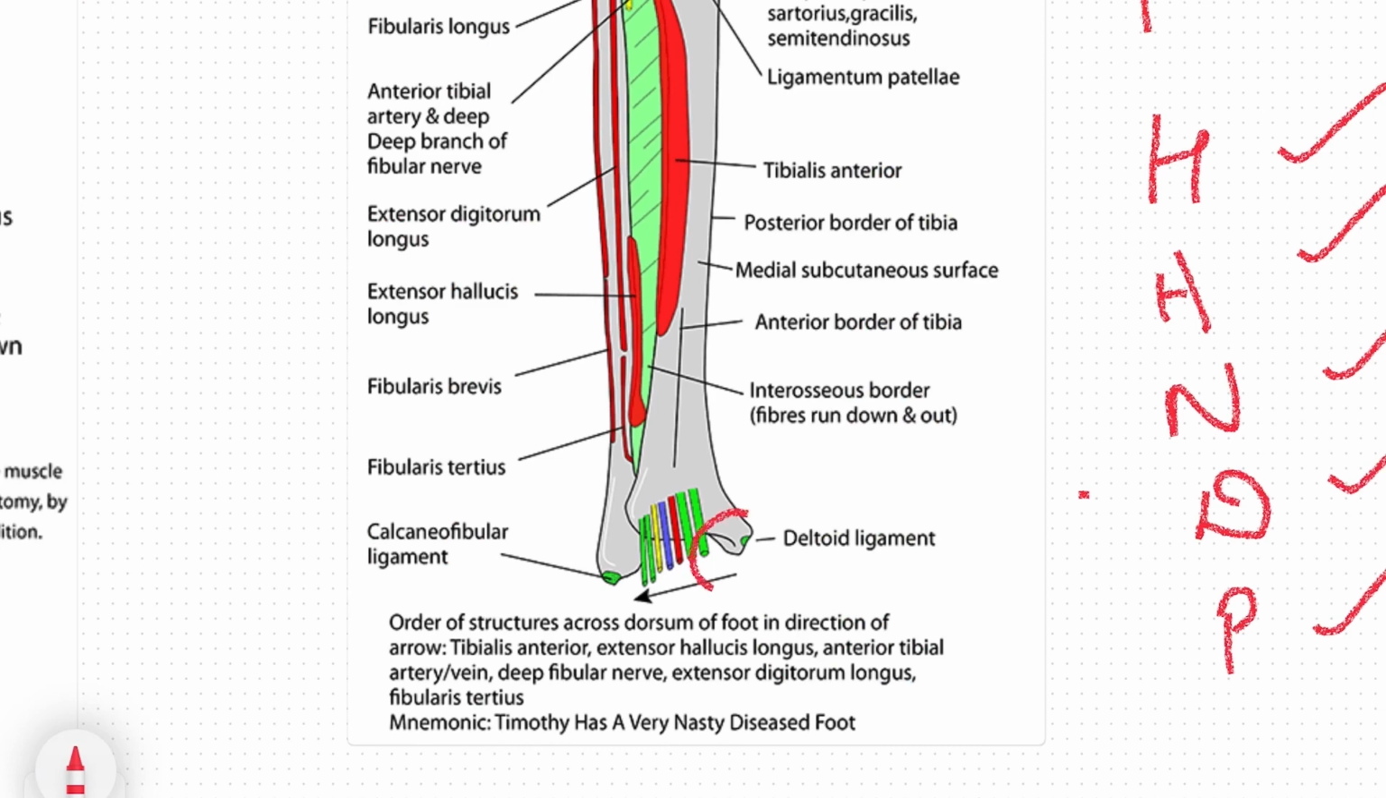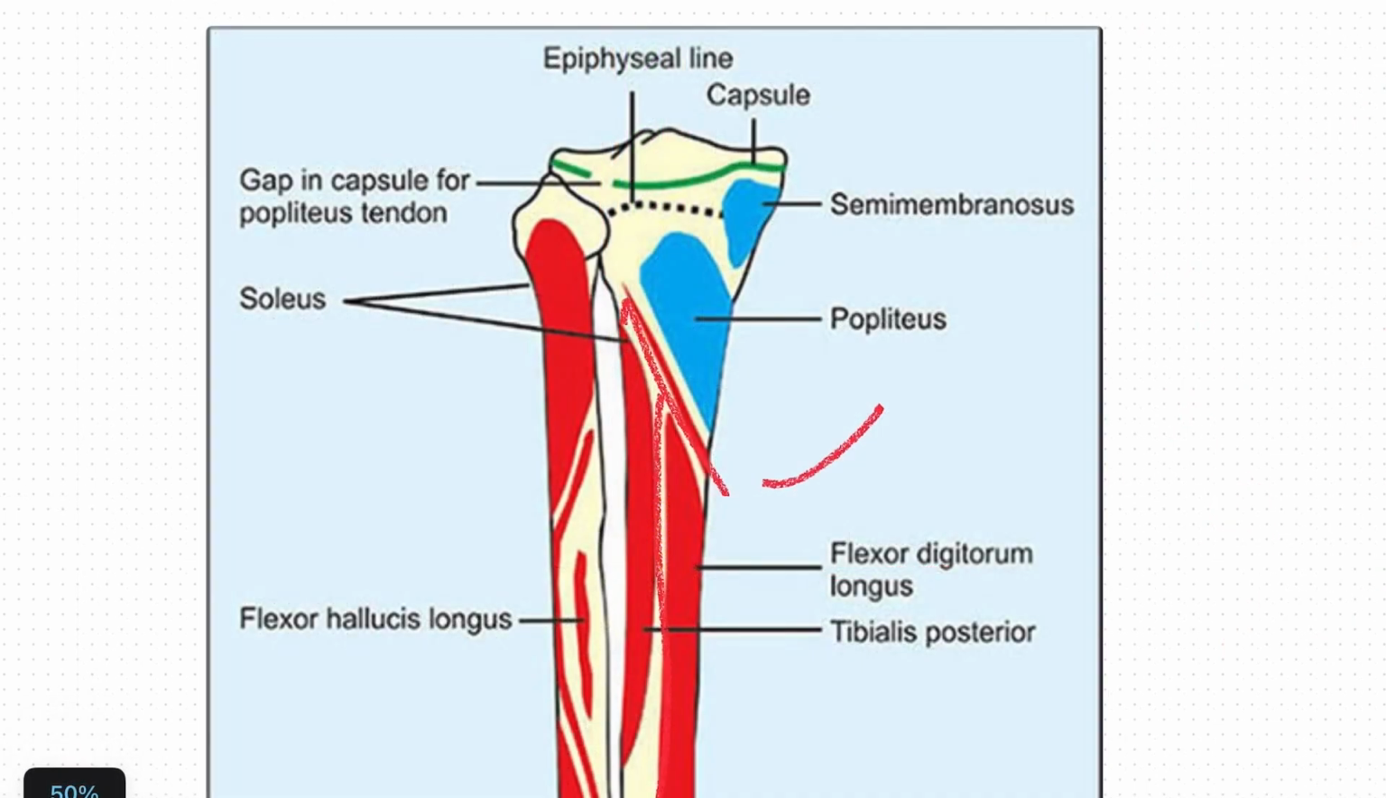Now, which ligament is attached at the tip of the medial malleolus? At the tip of the medial malleolus, there is an attachment of the deltoid ligament. This structure lies in the groove on the posterior surface of both the condyles. So this one is the medial condyle. At the medial condyle, in the groove, here we have an insertion of the semimembranosus muscle, and this is the lateral condyle. At the lateral condyle posterior surface, there is a groove for the popliteus tendon. So this groove is occupied by the popliteus tendon.